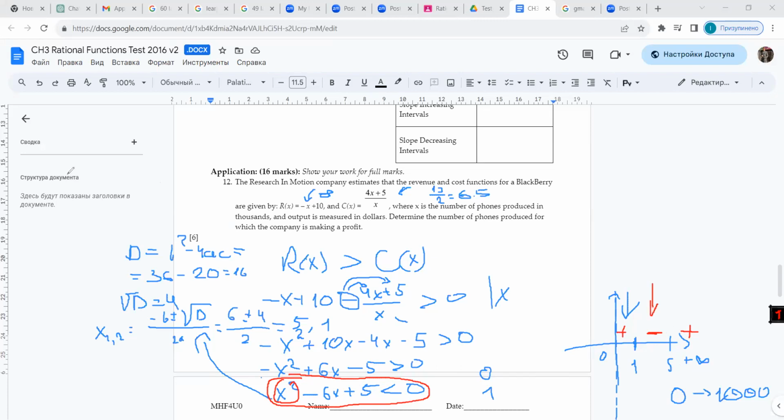Not from 0 to 1,000, but from 1,000 to 5,000 phones is the optimal range when the revenue is greater than the cost. Now it's correct. You see?